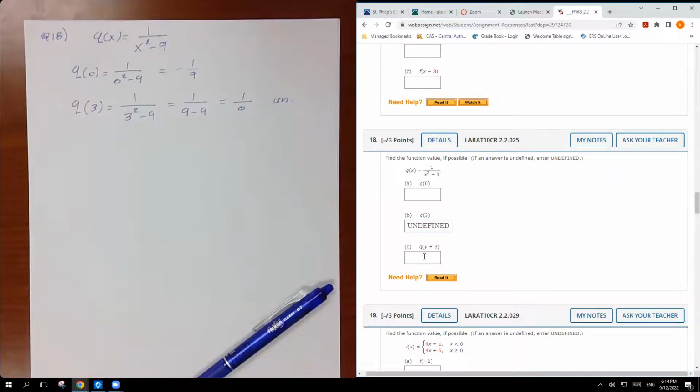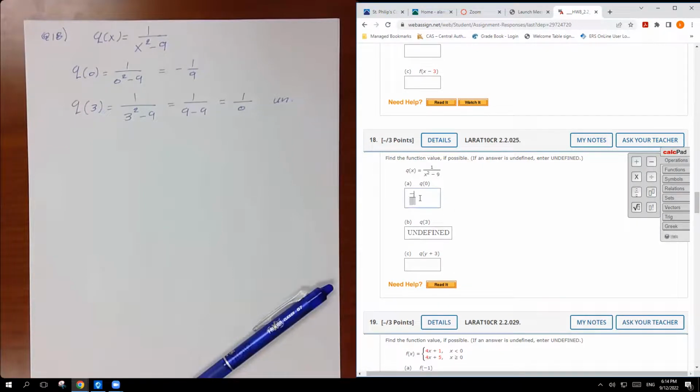So you're going to type undefined. This one is going to be a fraction, which is negative 1 over 9. You can put the negative in the front, or it doesn't matter.